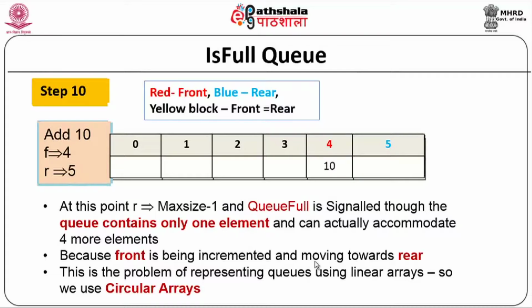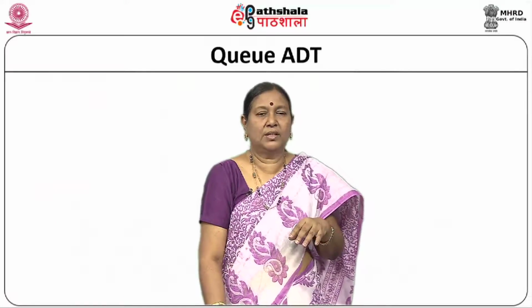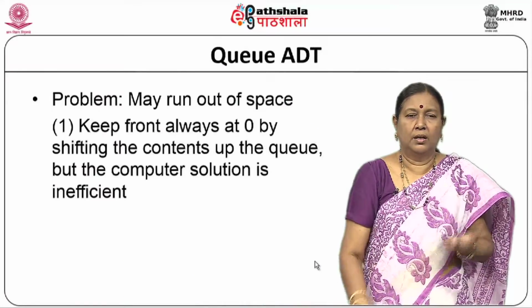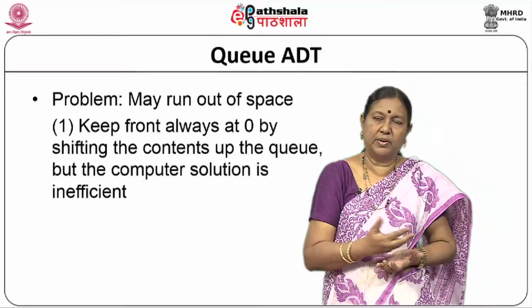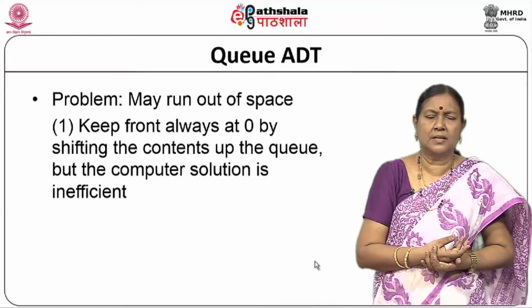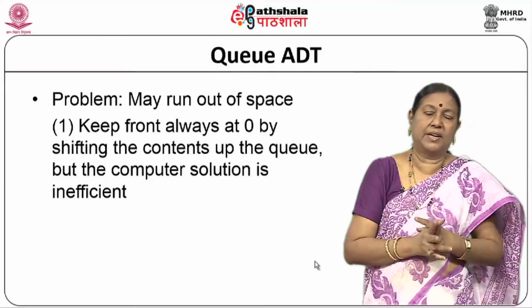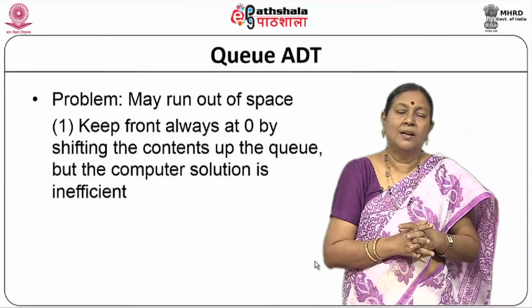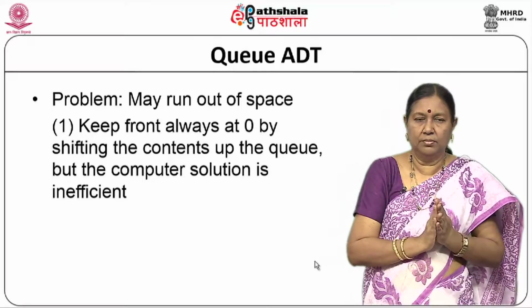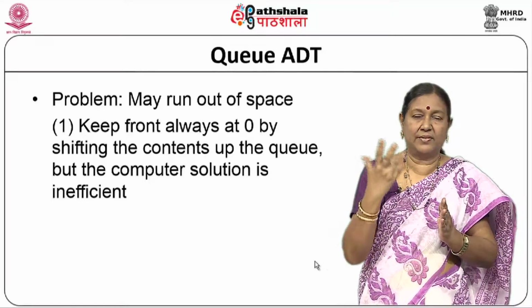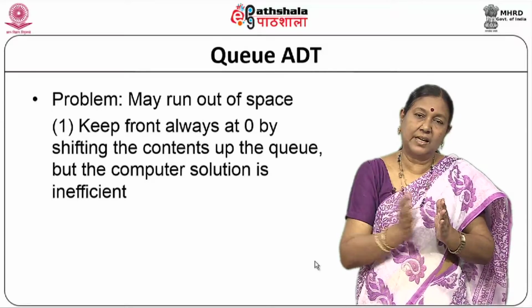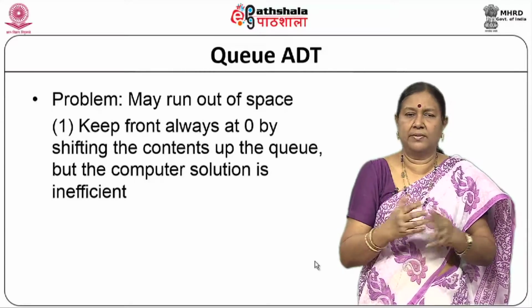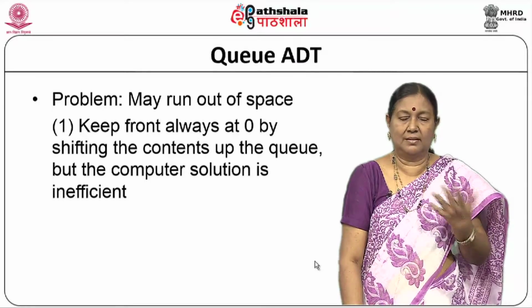This is one of the important differences in how a queue is implemented, because of the definition of the queue, which is different from other ADTs and data structures. So, now let us again look at the Queue ADT. Before we run out of space, one way of handling it is to keep the front always at 0 by shifting the elements, which we did initially. But that means every time you do a deletion, you have to keep shifting, which is a very costly operation and it is inefficient.